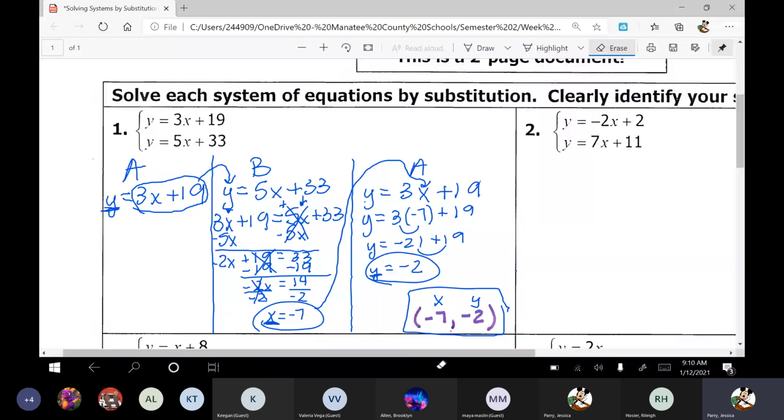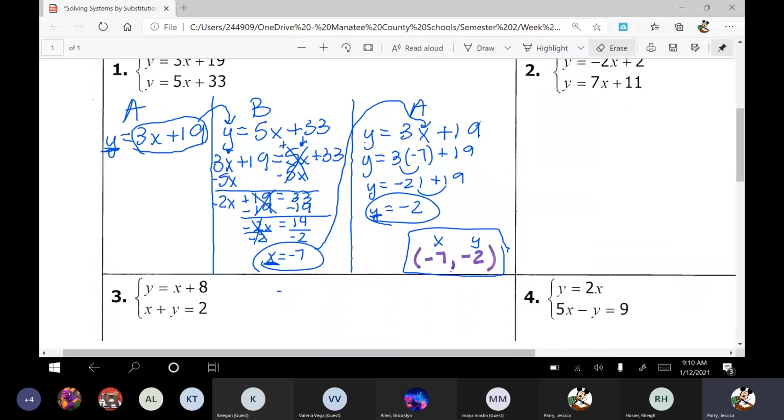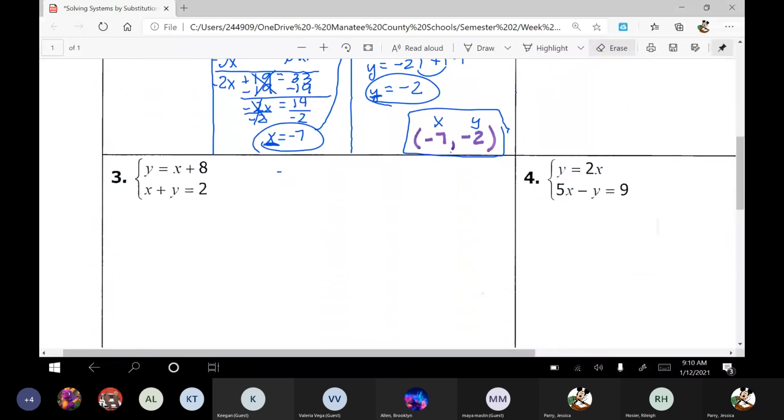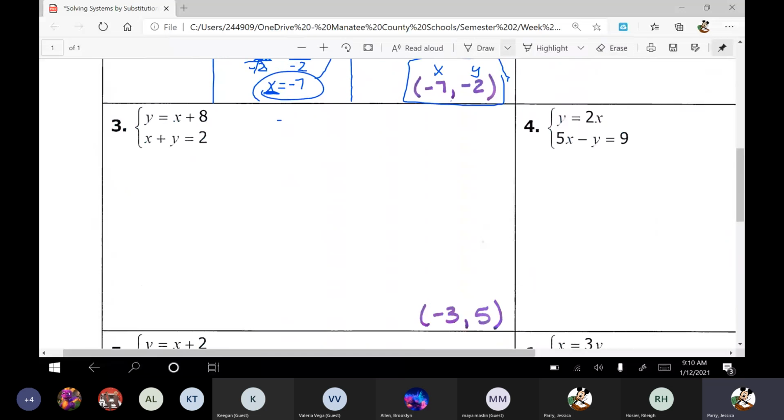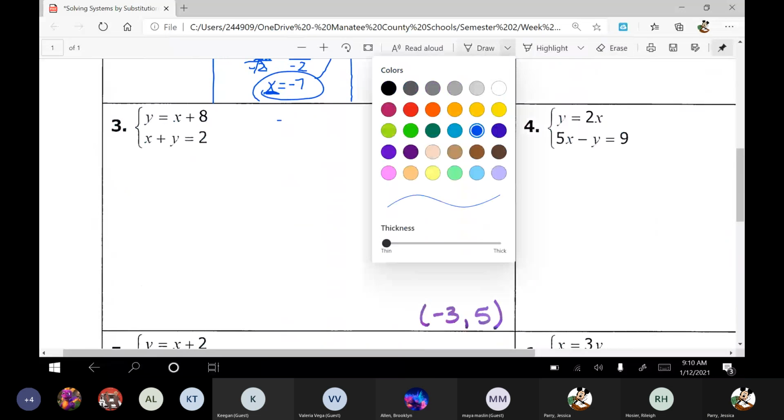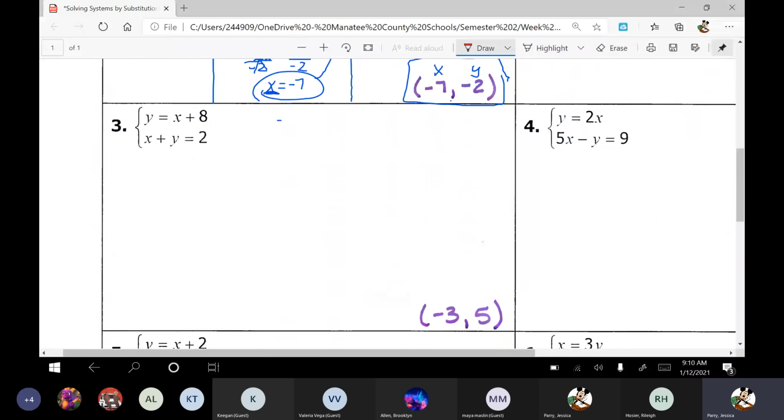The next one we're going to do together is number 3. But like I just said, you're going to end up doing all of these questions on this worksheet. I'm just doing a couple of random ones with you guys. So the next one together is number 3. First, let's organize our paper. A, B, A. So we have our 3 columns.